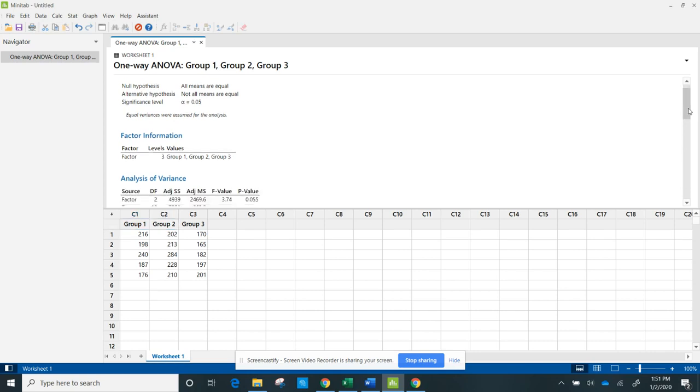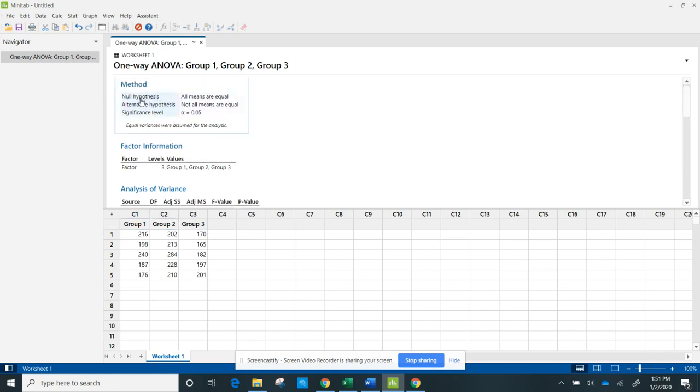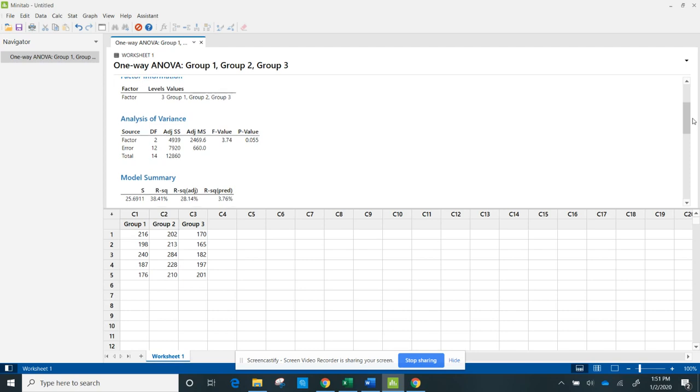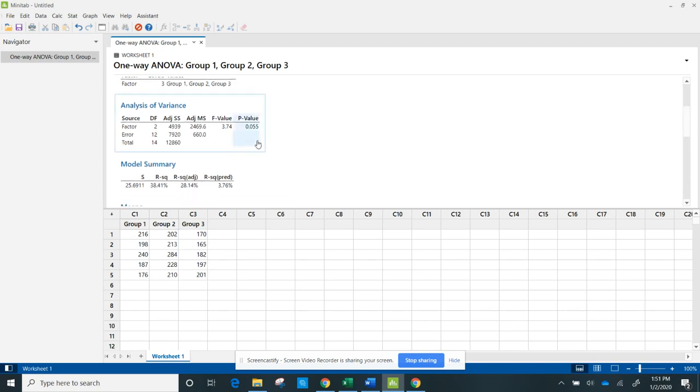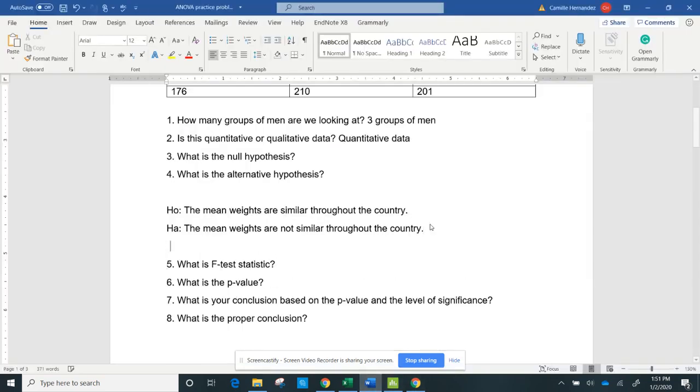So let's see. Again, it gives me what the null and the alternative should be, so that's a really good way to check yourself. It gives you the factor levels. So factor, again, is a way to say categories in an ANOVA. So factor levels were 3. Group 1, Group 2, Group 3. So if I keep going down, it gives me what I need. So I'm going to copy this, and I'm going to put it back in my problem. So I'm going to put it here.